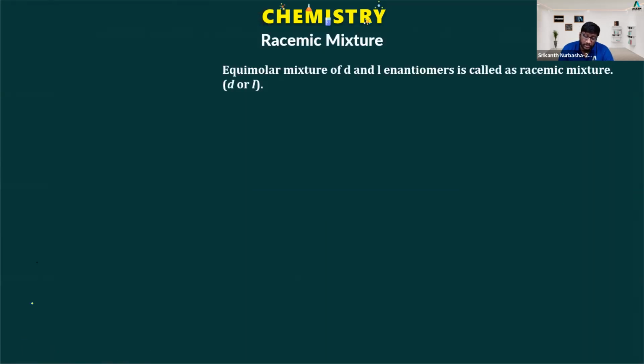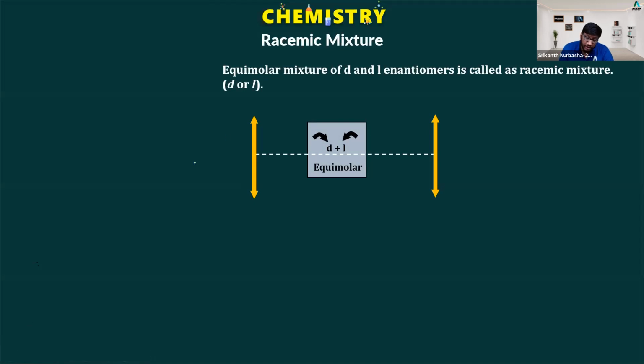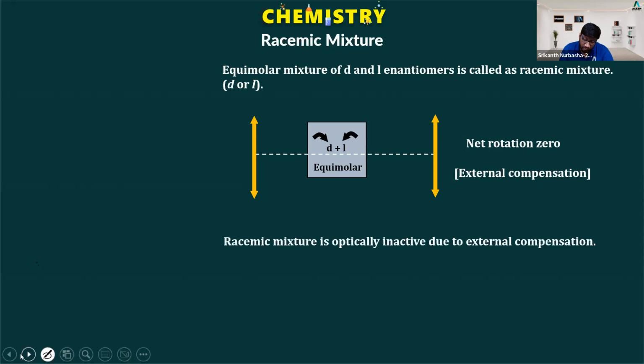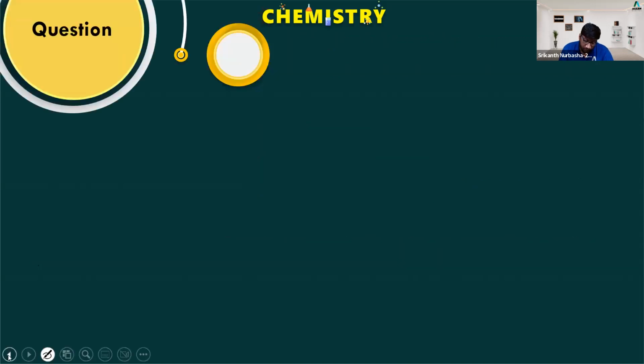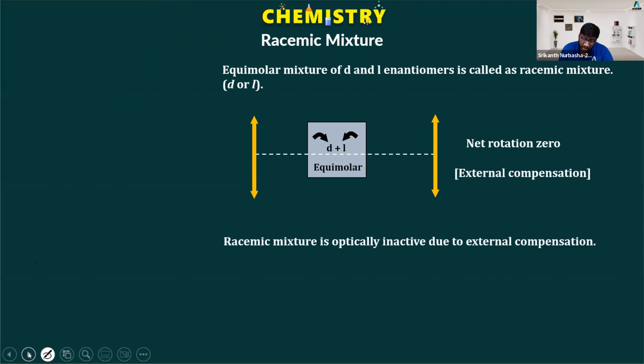Racemic mixture. Just now we have seen, equimolar mixture of D and L enantiomers is said to be racemic mixture. If D rotates by an angle theta, the L compound will rotate by the same angle theta in the anti-clockwise direction. So net rotation would be 0. So net rotation 0 due to external compensation in racemic mixture. Net rotation 0 due to internal compensation in meso compounds. Racemic mixture is optically inactive due to external compensation.